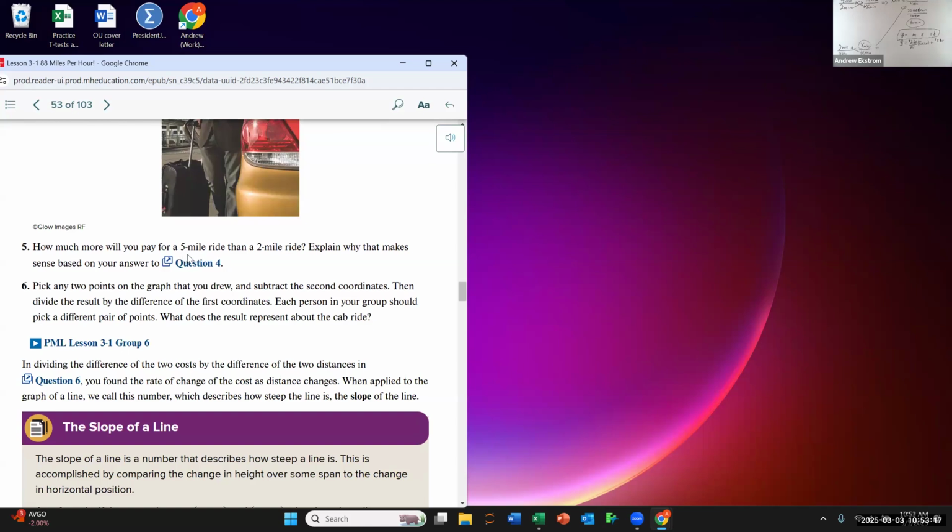And here it says, how much more will you pay for a 5 mile ride than a 2 mile ride? Again, what's the difference between these? 5 minus 2 is 3. 3 extra miles times $2.60 per mile. So it's going to be what, $7.80, something like that.